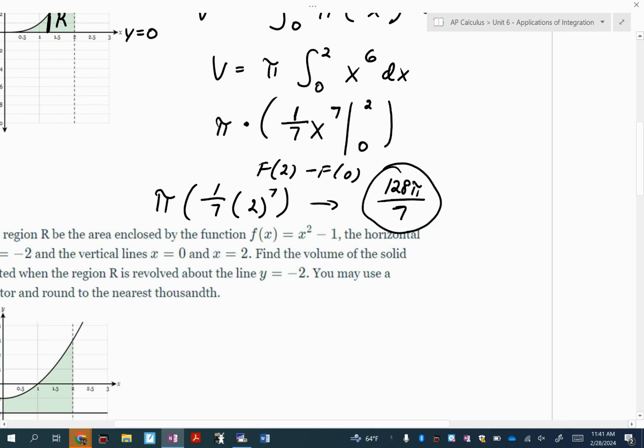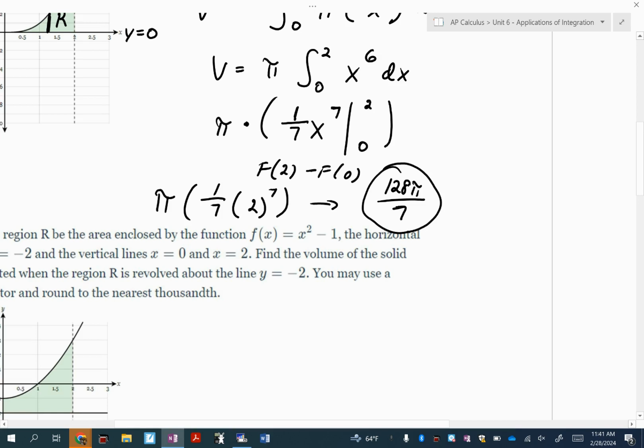Now, if this was Delta Math, what am I going to do to get the answer? Change it into a decimal. So do 128 times pi over 7. And I'm going to use decimals. That's what I recommend for you guys. It'll be this. On the AP exam, it'll be that. Yeah. They have no problem with pi in the answers.